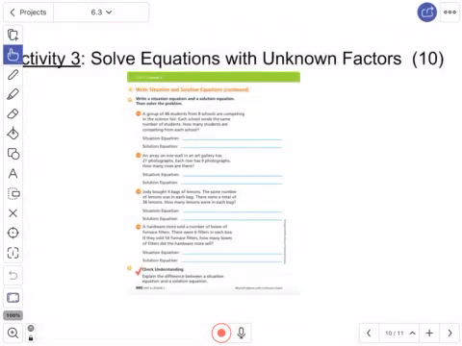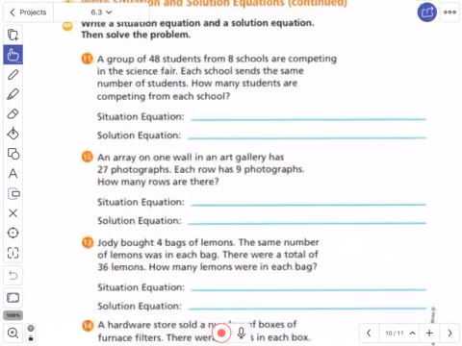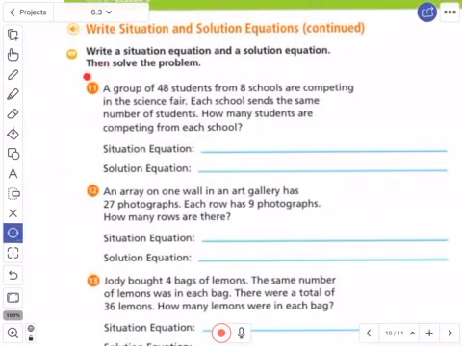Page 400. This one I'm just going to read just one problem, and then I'll stop the video, come back, and then we'll check it. But I'm still going to read everything to you. It's the same thing when you read the black bold up here: write a situation equation and a solution equation, then solve the problem. A group of 48 students from 8 schools are competing in the science fair. Each school sends the same number of students. How many students are competing from each school?